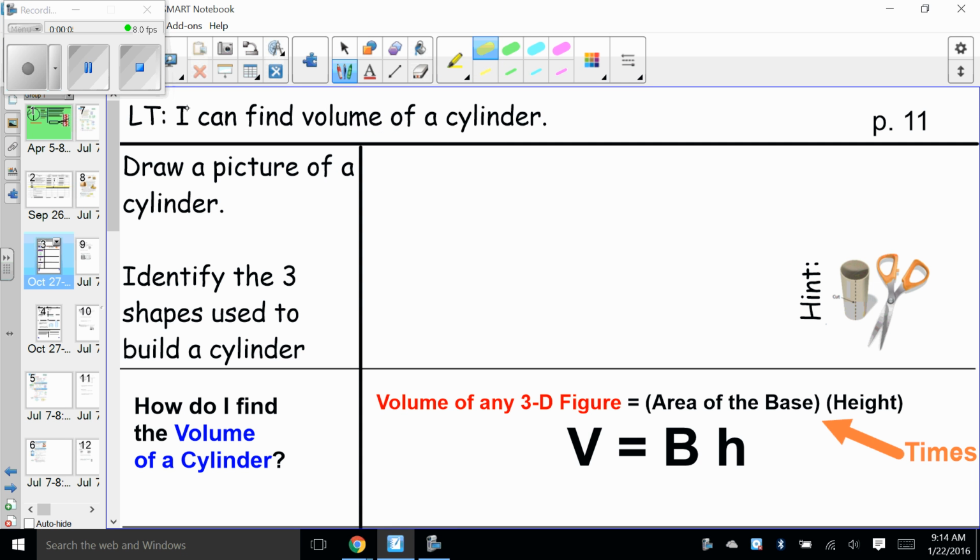Hey, seventh grade. So our learning target for today is: I can find the volume of a cylinder. You should be on page 11. So what we're talking about today is a cylinder. Hopefully you think of cylinders, maybe a pop can.